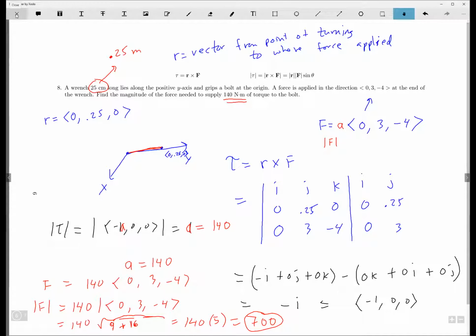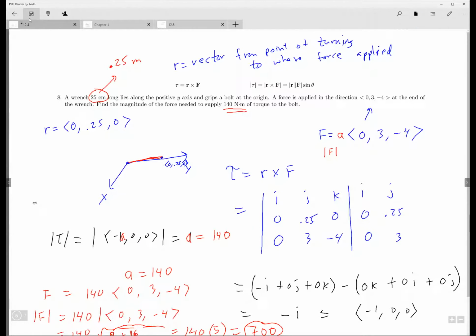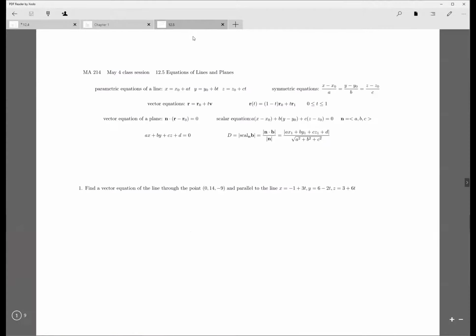That's 12.4. So let's go to 12.5, which is equations of lines and planes. So here's a bunch of formulas that we're going to use. Let me go ahead and move over to my WebAssign, to 12.5 on the WebAssign. Okay, so I'm at the 12.5a homework on WebAssign.